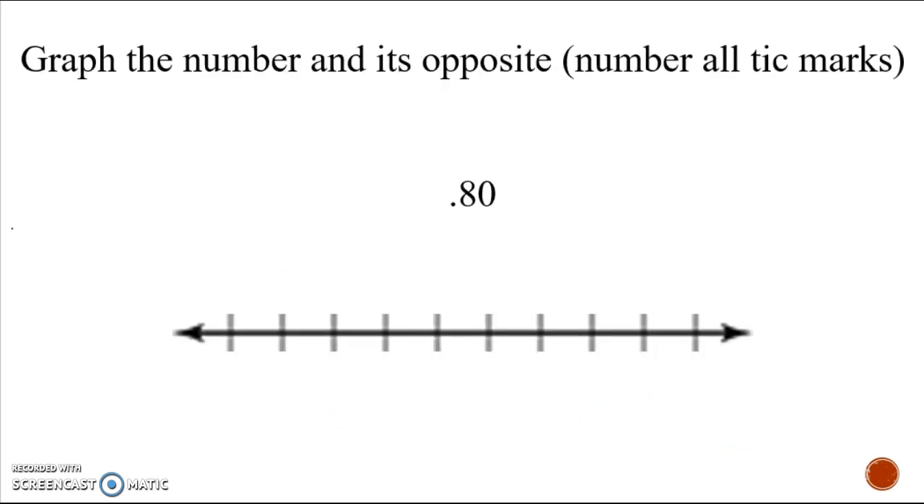All right, so this one is graph the number and its opposite. So we have 0.8, 0. You gotta remember that there's a point there. So 0 goes here, and then I want to go up to 0.8, so I'm going to go by 0.2. So 0.2, 0.4, 0.6, 0.8, and then -0.2, -0.4, -0.6, -0.8, -1. And then I'm going to plot my 2 points. So I have 0.8, which is right here, and -0.8, which is right there.